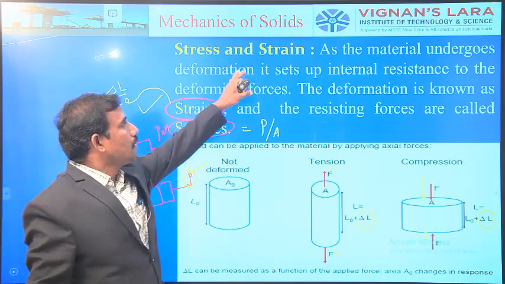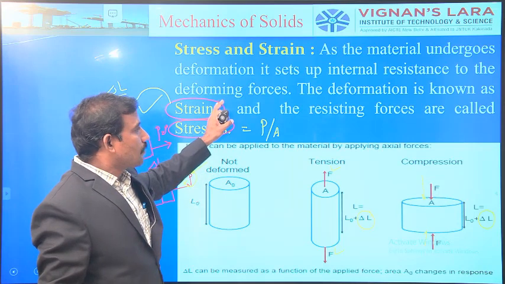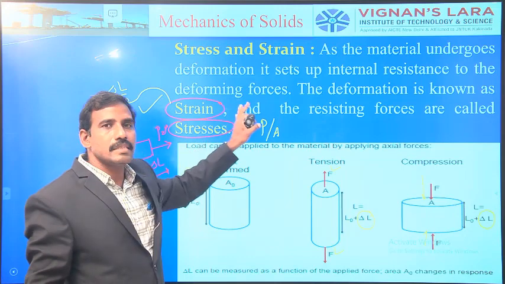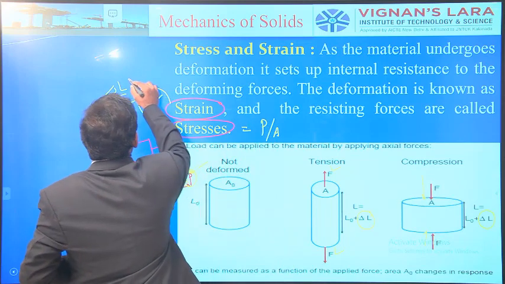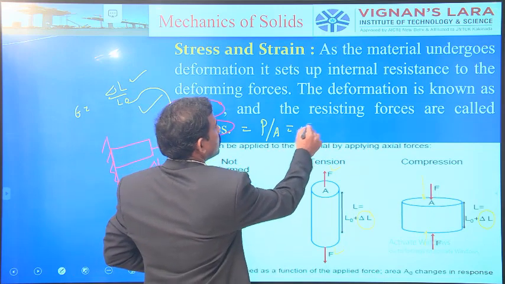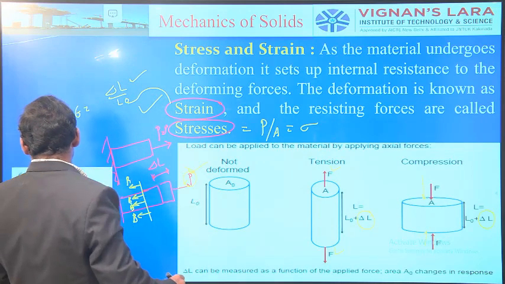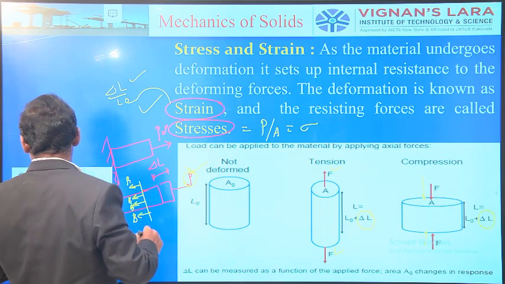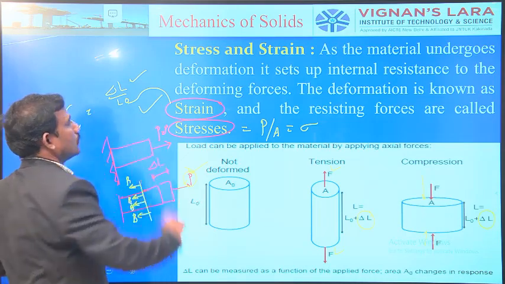So simply, what is meant by strain? It is the deformation when a force is applied on the body. What is stress? It is the resistance offered by the body to the deforming force. Mathematically, strain is represented by epsilon, which is equal to delta L by L naught. Stress is represented by sigma and strain is represented by epsilon. That is the first case.